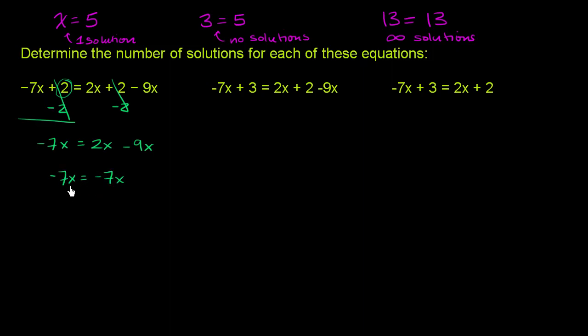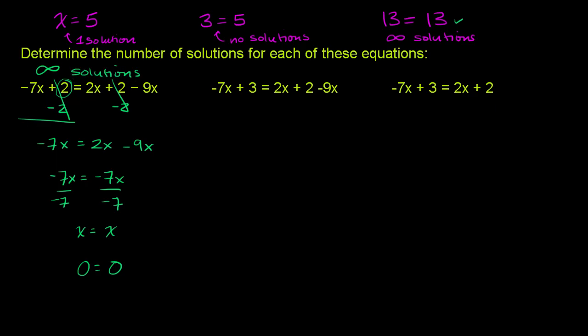And you probably see where this is going. This is already true for any x that you pick. Negative 7 times that x is going to be equal to negative 7 times that x. But you might say, hey Sal, I don't see 13 equals 13. Well, what if you divide both sides by negative 7? At this point, what I'm doing is kind of unnecessary, since negative 7 times some number is always going to be negative 7 times that number. But if we were to do this, we would get x is equal to x. And then we could subtract x from both sides, and you would get 0 equals 0, which is true for any x that you pick. So for this equation right over here, we have an infinite number of solutions.